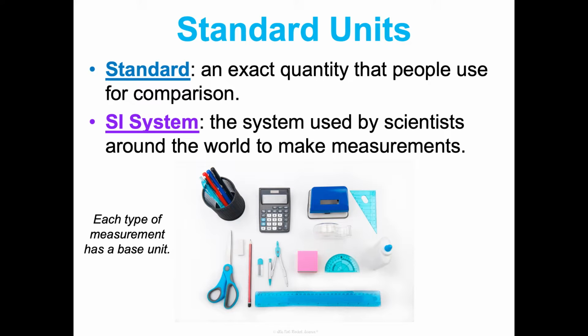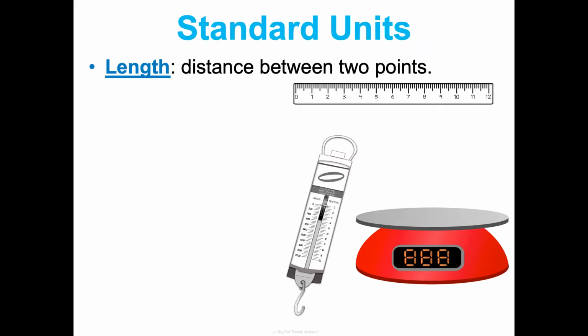And so in the SI system, each type of measurement has some sort of base unit, and then we use prefixes to make numbers bigger or smaller, so they don't seem as overwhelming. And so that's what we're going to be looking at over these next few slides. So let's talk about standard units. So a couple of the things we'll be measuring.